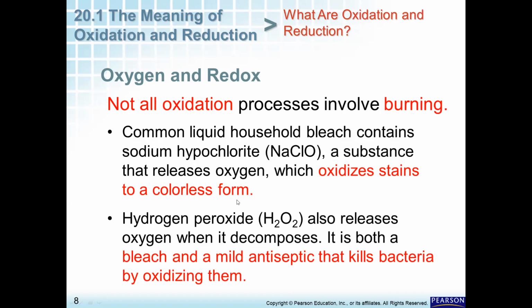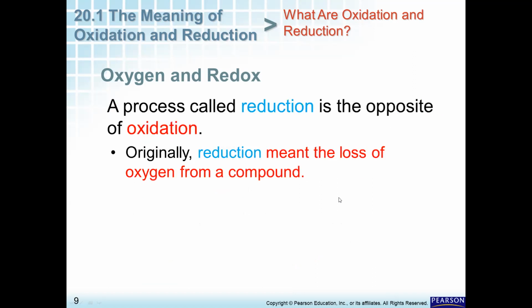In addition, we use hydrogen peroxide in places where you want it to be cleaned from bacteria. Killing bacteria this way is also by oxidation. So hydrogen peroxide oxidizes the bacteria.